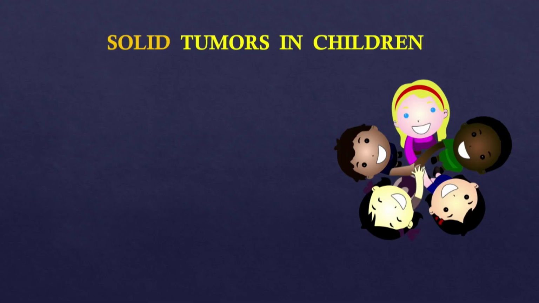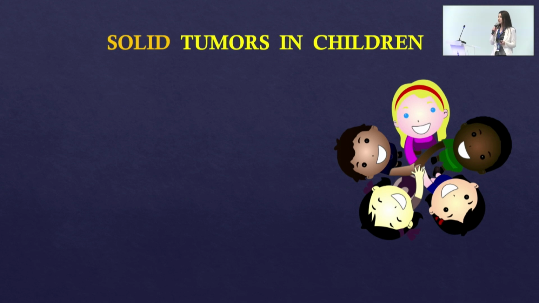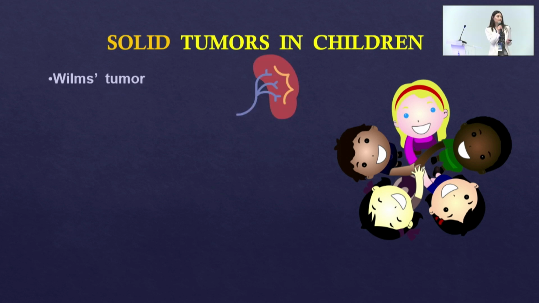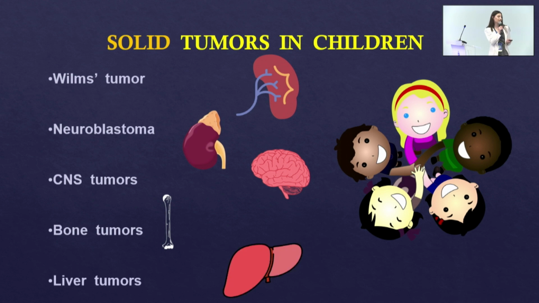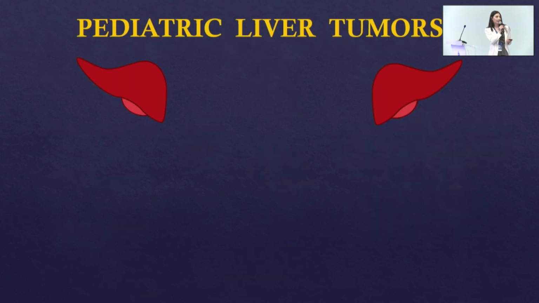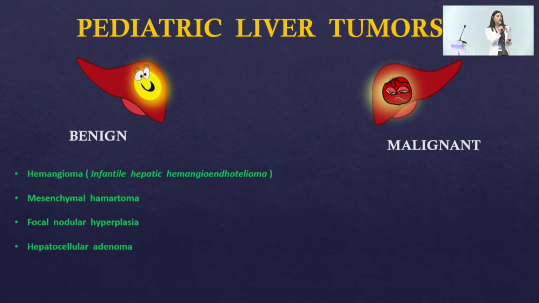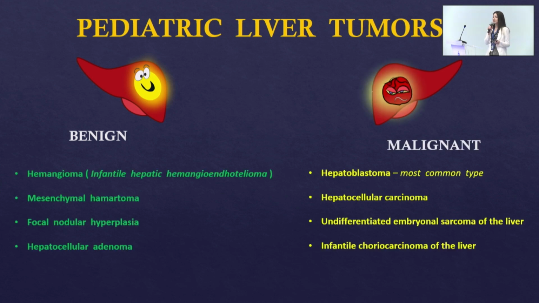Today I'm going to talk about pediatric liver tumors. As we know, solid tumors make up about 30% of all pediatric cancers, including Wilms tumor, neuroblastoma, CNS tumors, bone tumors, and finally liver tumors. And liver tumors can be benign and can be malignant. It's very important to know all about them for differential diagnosis, because usually they have similar appearance on imaging techniques.